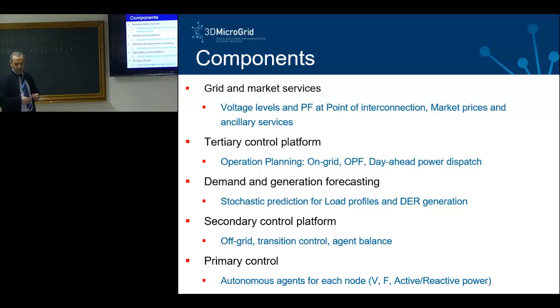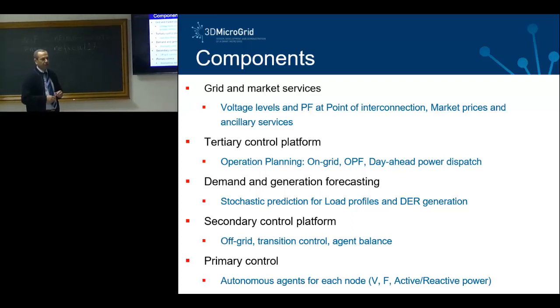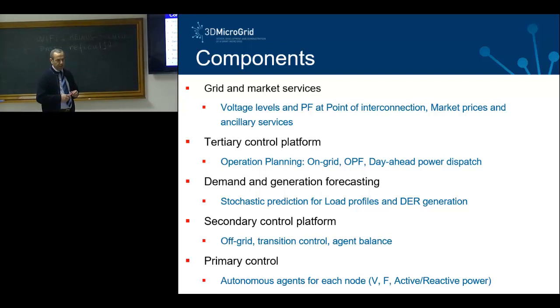The second component is the tertiary control platform, and this is very much focused on operation planning. So on grid, optimal power flow, day-ahead power dispatch. And the third component is on the demand and generation forecasting. This is on the stochastic prediction of load profiles and distributed energy resources generation. So those are the main elements of these components.